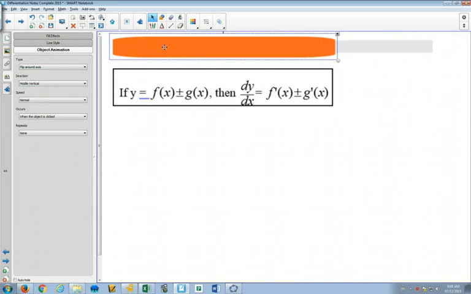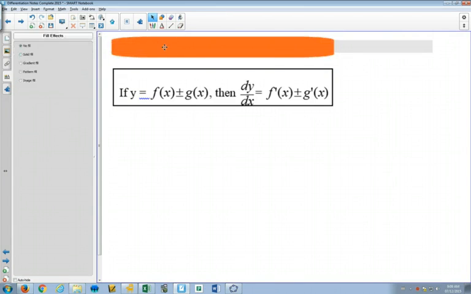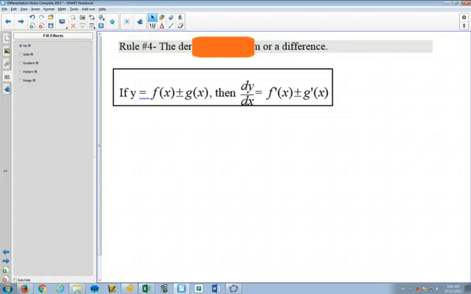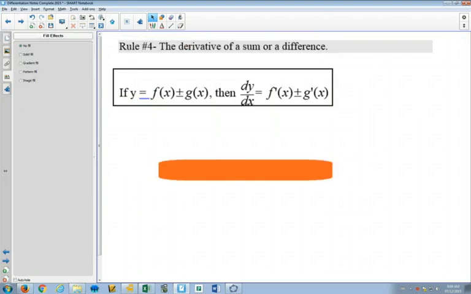And rule number 4. Okay, we're having problems right now. All right. Rule number 4 is the derivative of a sum or a difference.